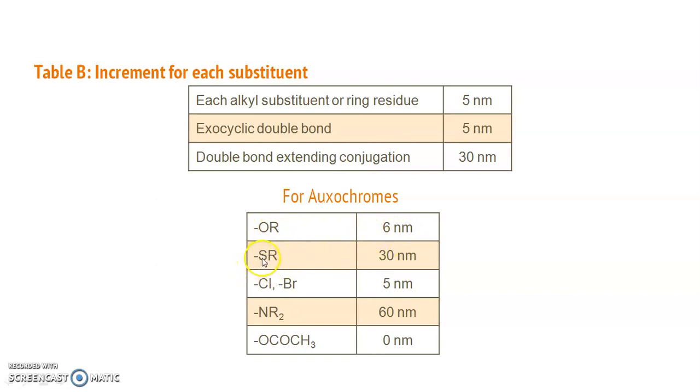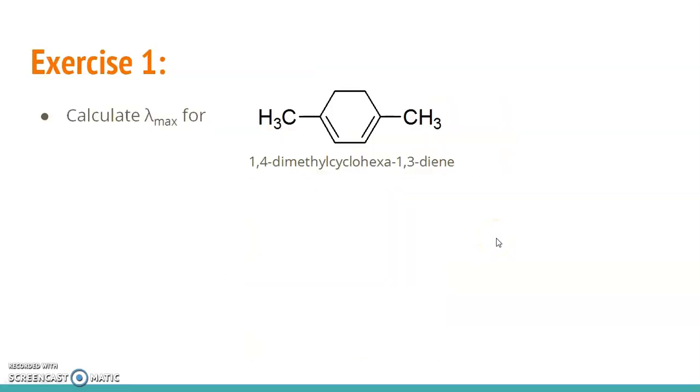If the auxochrome is SR, it contributes 30 nanometers. If it is chlorine or bromine, either of these will contribute 5 nanometers each. If it is NR2, it contributes 60 nanometers. And if it is OCOCH3, then there is no contribution. So with these values from Table A and B, we'll try to apply this set of values by taking some examples. So I have the first exercise now.